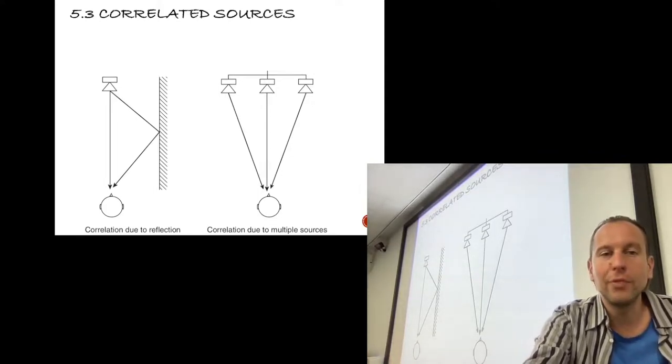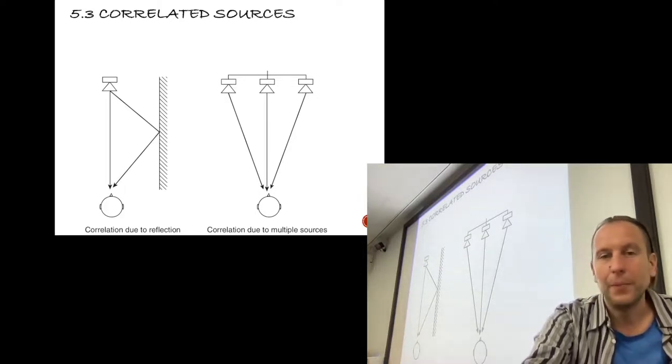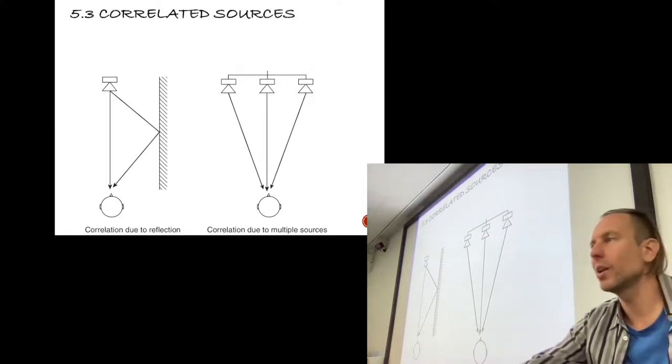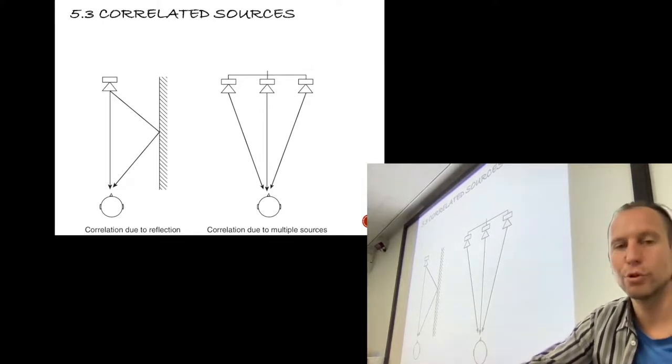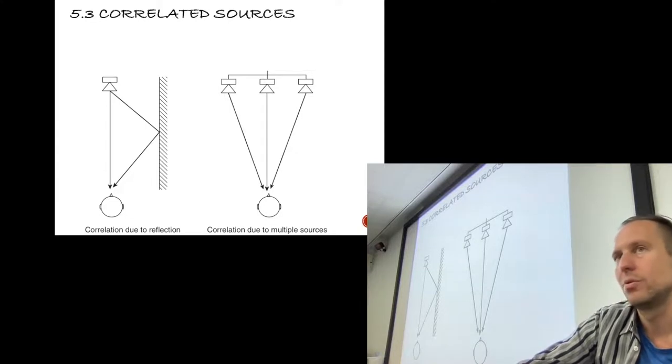Okay, now let's look briefly at combining sources and how things pan out. The main thing to understand here is the difference between correlated sound sources and uncorrelated sound sources. So there is a dramatic difference between how things pan out between correlated and uncorrelated sources.